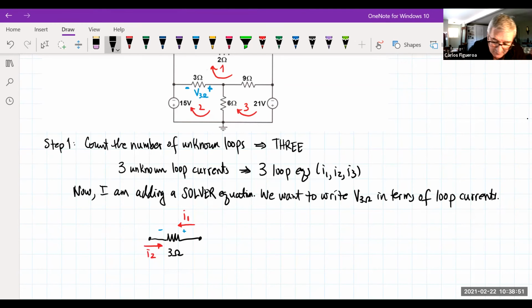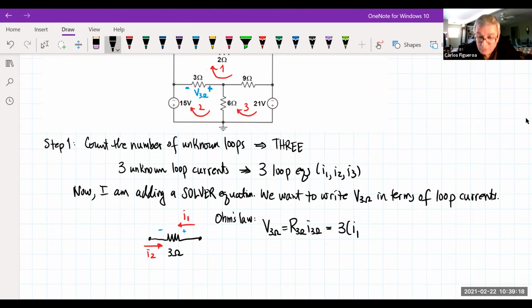So what this tells me here is that according to Ohm's law, I know that the voltage across the 3 ohm must be the resistance of the 3 ohm times the current of the 3 ohm resistor. So I can rewrite that as what? 3, then I1 hits the positive one, so that goes first. I2 is negative because it's in the opposite direction. So now I have written my 3 ohm resistor in terms of loop currents here.